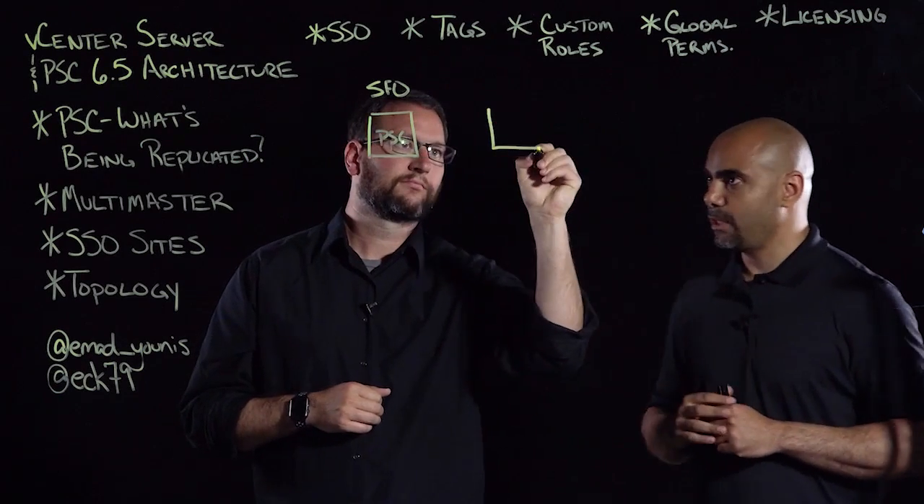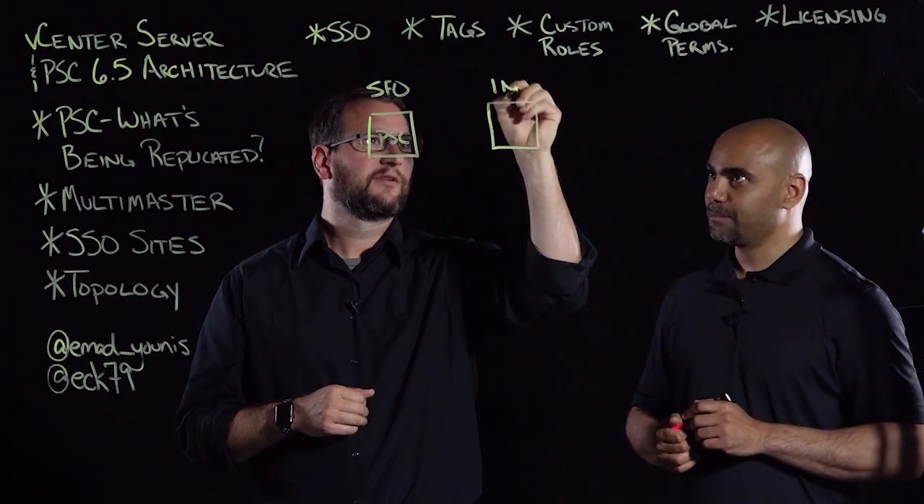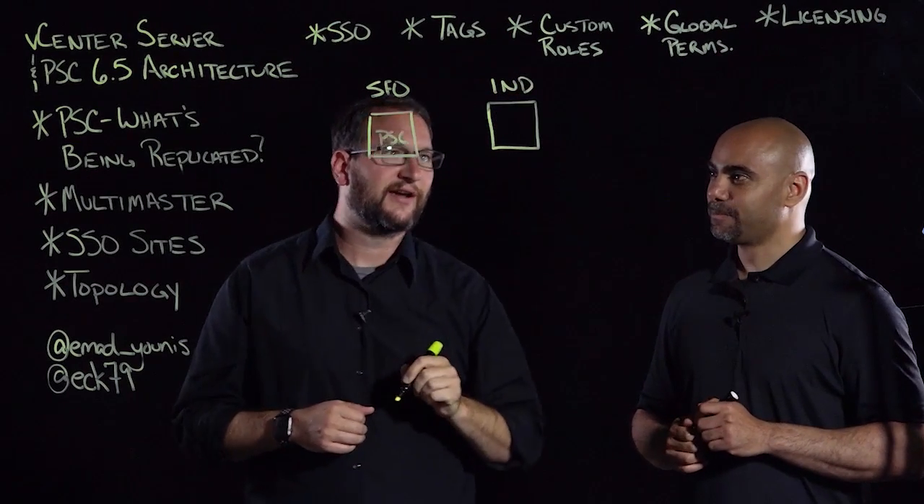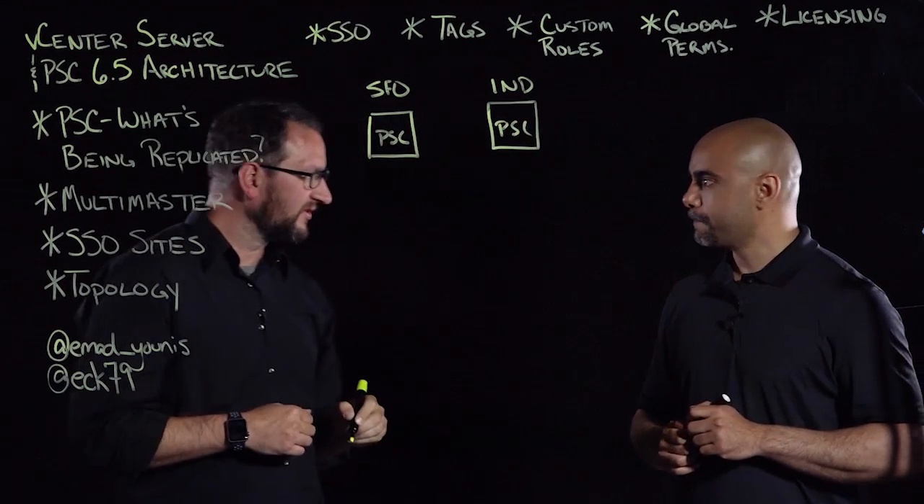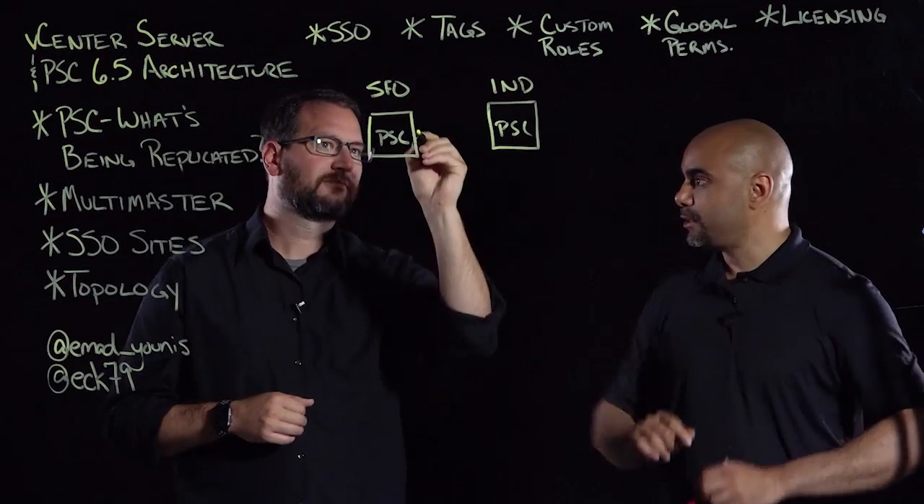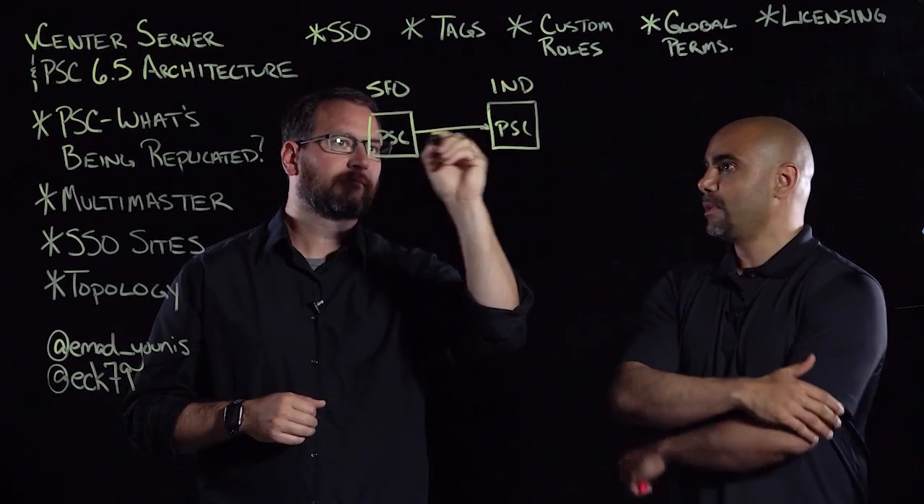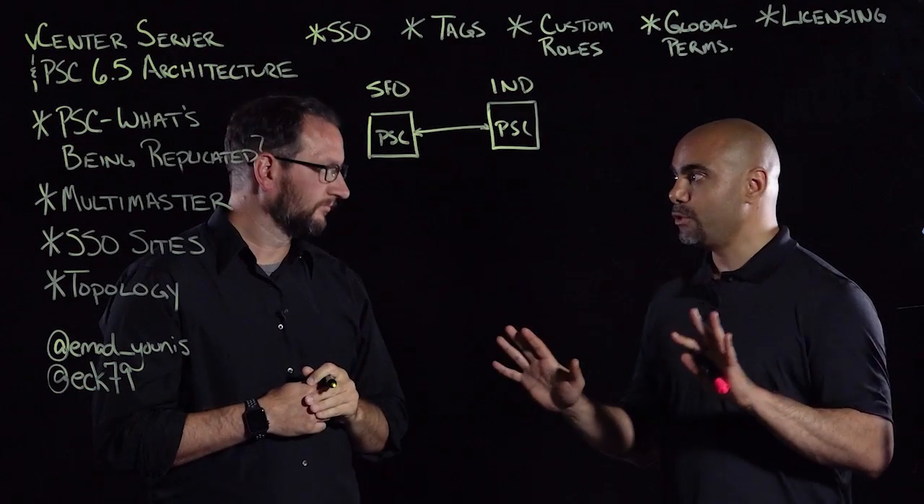I'll let you pick the site name again. Okay. I'll give my home some love. We'll say it's IND for Indianapolis. Should we put some vCenter servers in here as well? Yeah, we should. But before you do that, we should create the replication agreement, the bidirectional replication agreement that happens by default. There's nothing you need to do there.